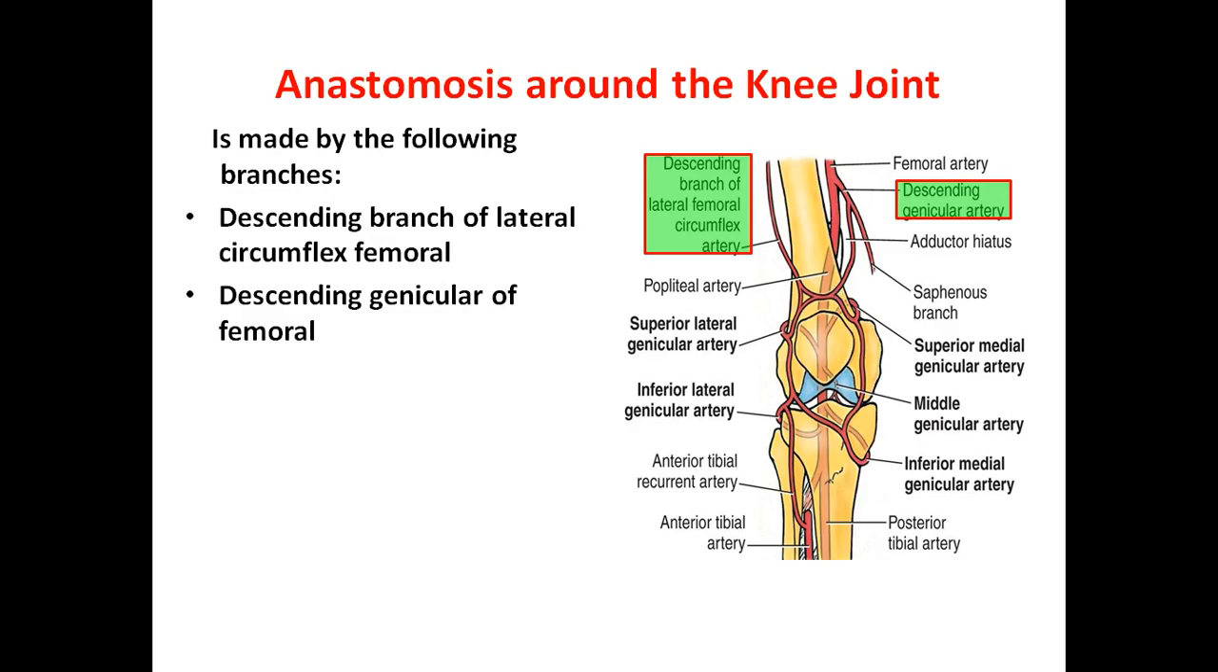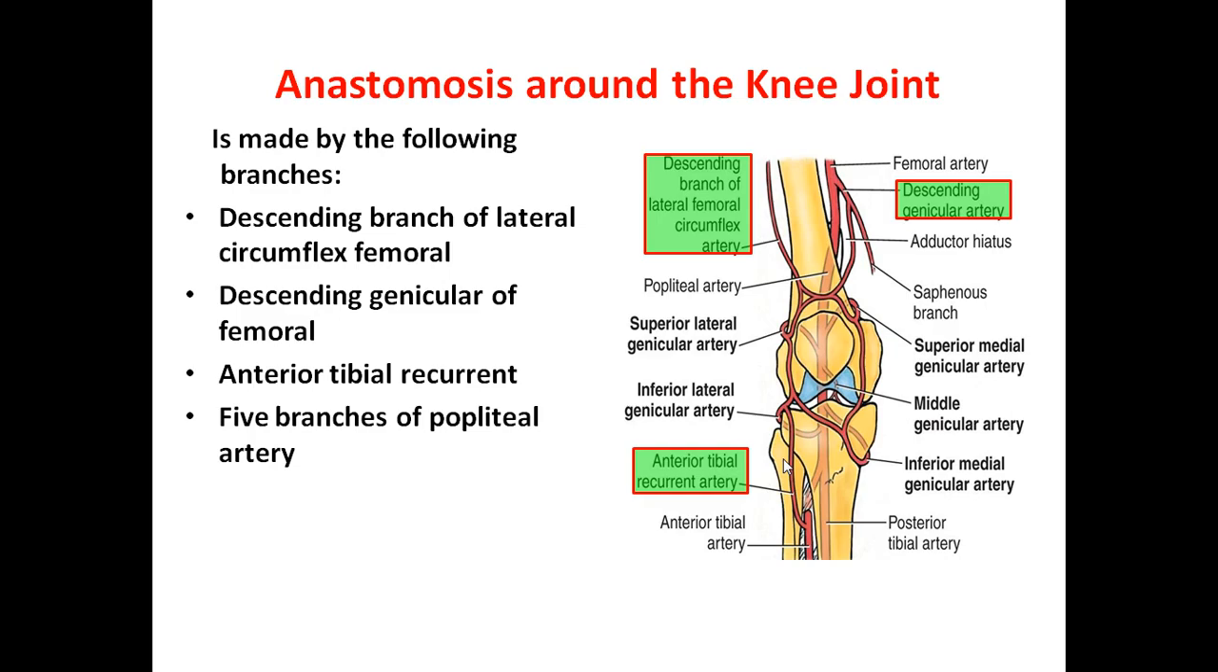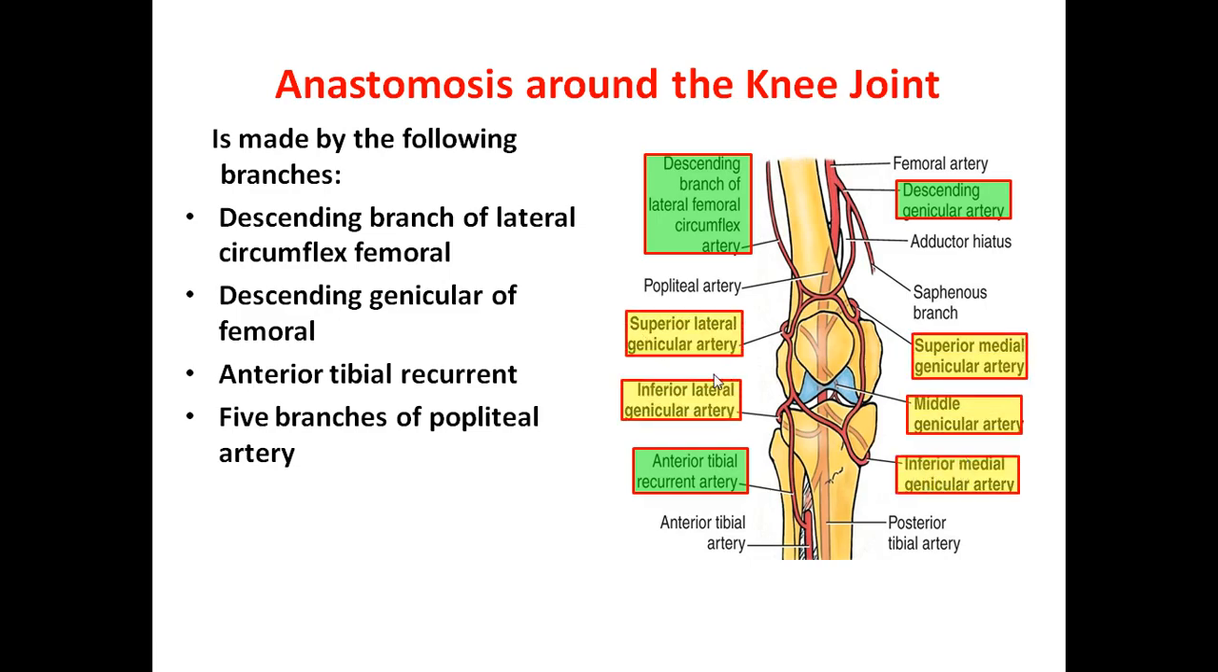Descending genicular branch of lateral circumflex femoral also will come. The descending genicular branch of the femoral artery is a major branch coming from the medial aspect. Then anterior tibial recurrent, you can see that here from the anterior tibial artery will give one recurrent, that is U-turn like branch, anterior tibial recurrent, and 5 branches from the popliteal artery, which you already know: superomedial, superolateral, inferomedial, inferolateral, and middle genicular arteries.